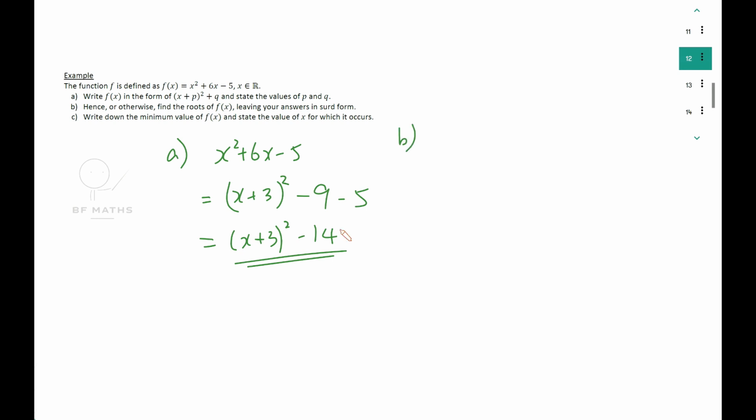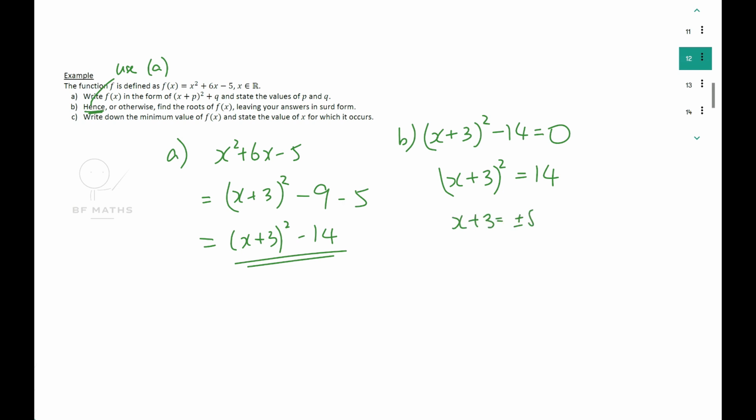Question B, hence or otherwise. The word hence means you can use the result in part A. Find the roots of f of x, leaving your answer in surd form. So we have put this into this format, and since we have to use hence, we're going to make this equal 0. To write your answer in surd form, I add 14 to the other side. To find the roots means make x the subject. When I square root, I have plus and minus, so plus and minus root 14 and minus 3. So x equals plus and minus root 14 minus 3.